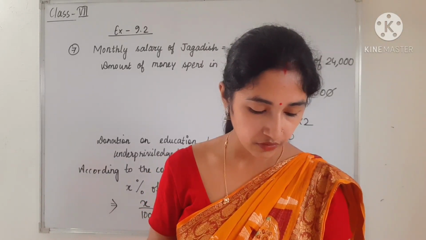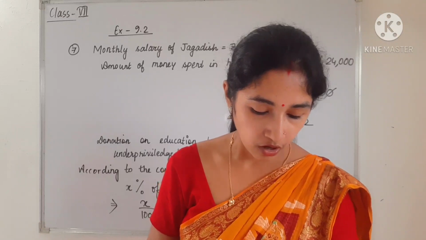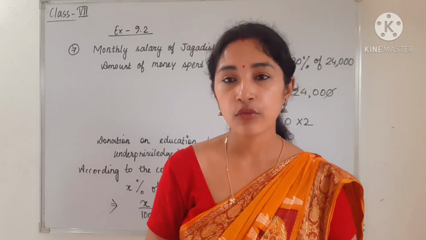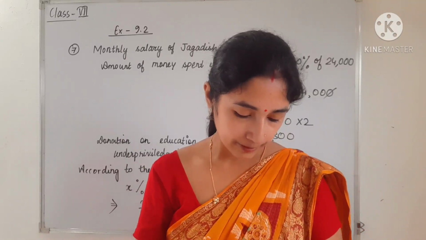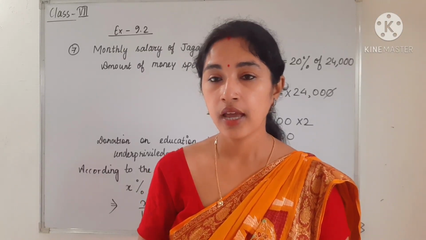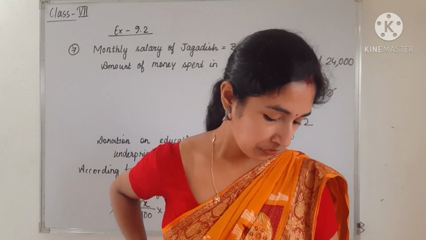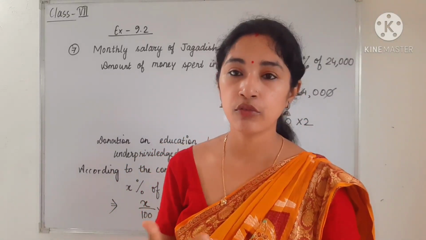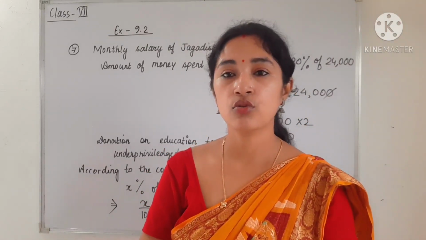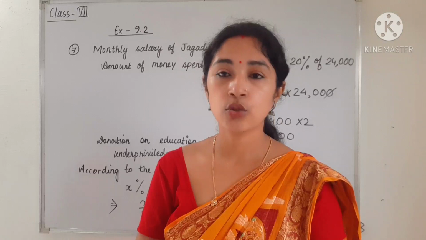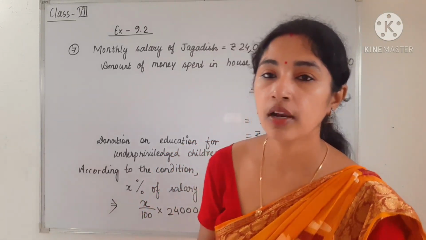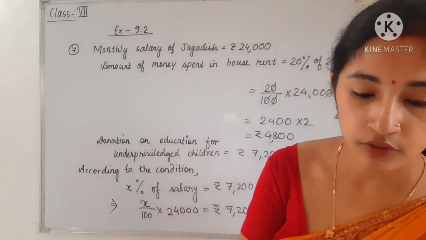He donates rupees 7,200 on education of underprivileged children. So what percent of his salary is he donating? Here we have to find two things. First one is, what is the amount of money he is giving in house rent, and the second thing is what percent. Okay, we have to find in percentage. Already it is given in amount. The amount of money, that is 7,200, he is donating for the education of underprivileged children. So we have to find this in percentage. So one by one, let us start. Okay, and one by one we will find.